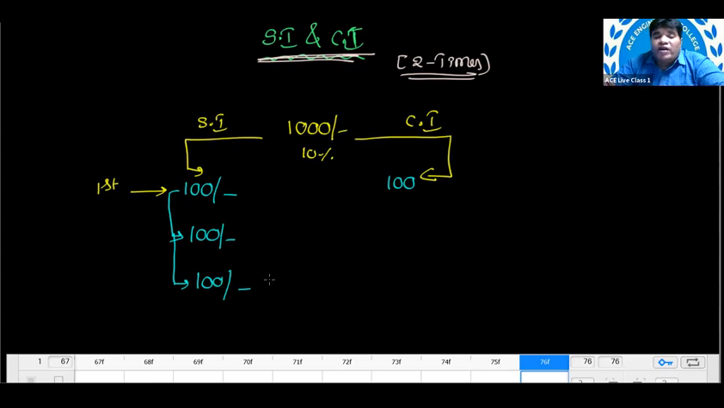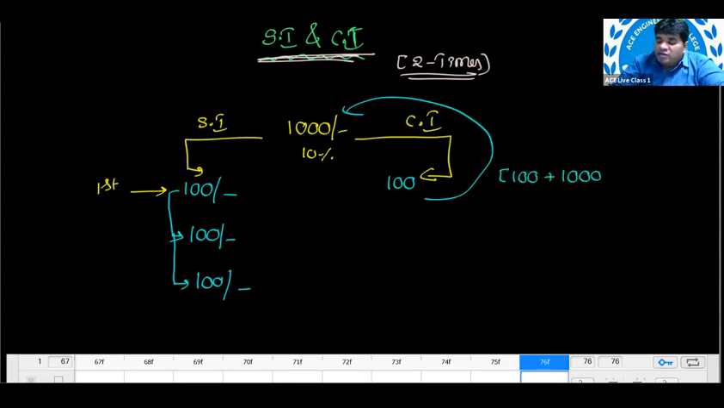Compound interest: first year interest is 100, and unfortunately we are not paying the interest. Then immediately this 100 rupees is added to the previous principal, 100 added to the 1,000. The total 1,100 is called the principal of the next year. That is compound interest.